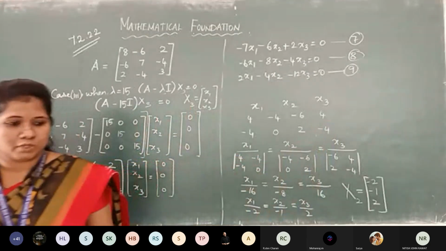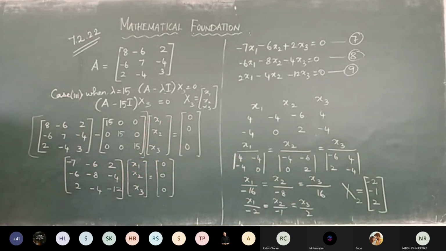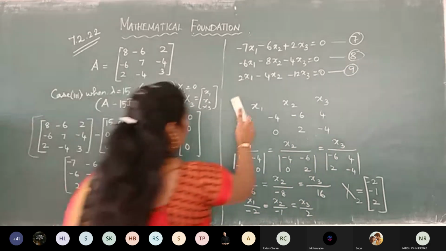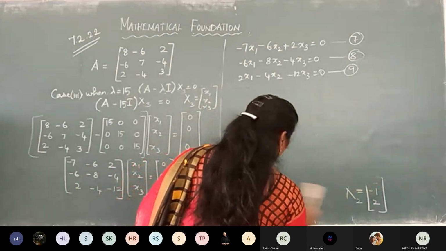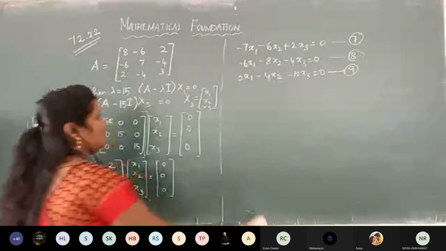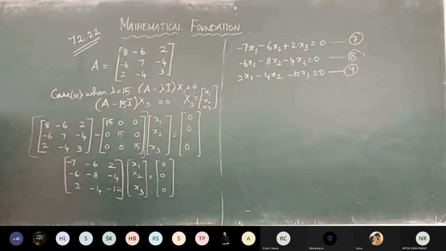Take any two equations, solve it, and find your final eigenvector. Did anyone finish? Tell me the final eigenvector. You can take any two equations and find out the eigenvector you got.